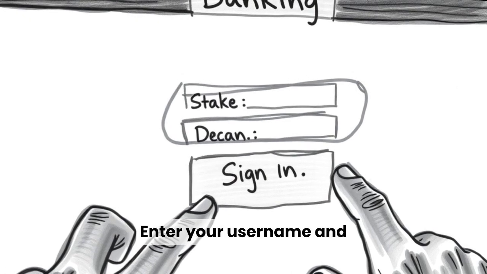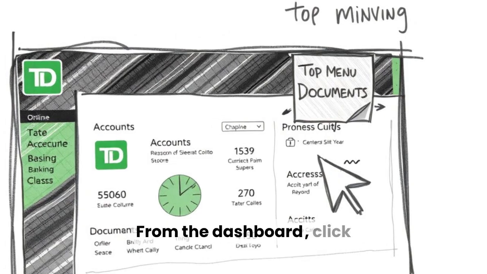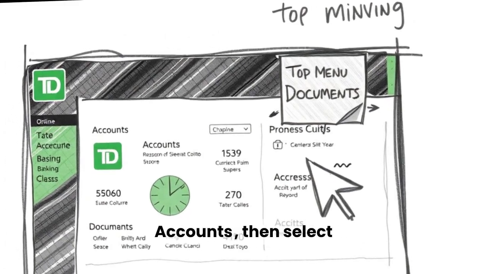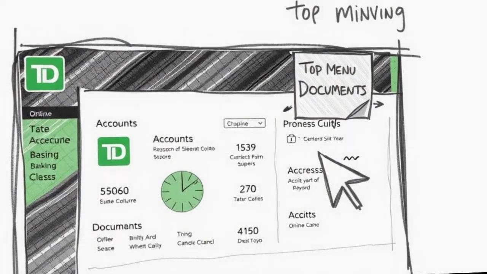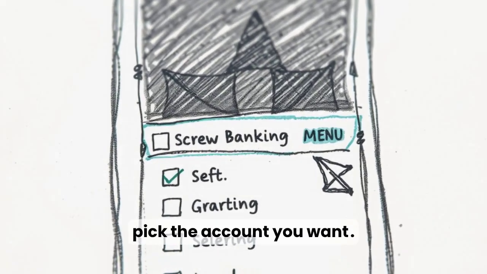Enter your username and password, then click Sign In to access your account. From the dashboard, click Accounts, then select Documents from the top menu. Choose Paperless Statements in the Documents drop-down and pick the account you want.